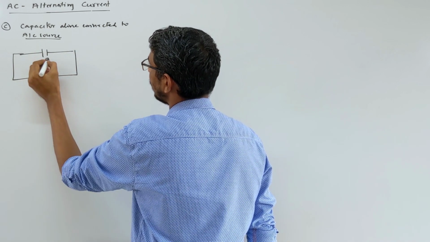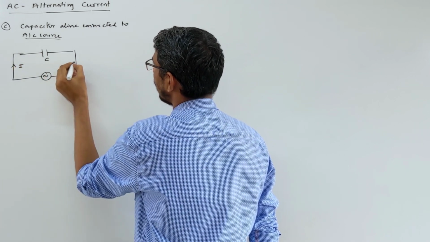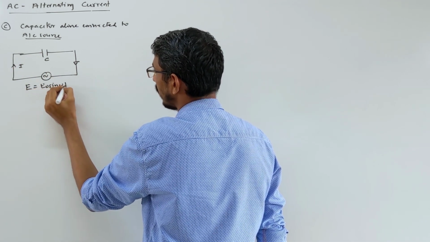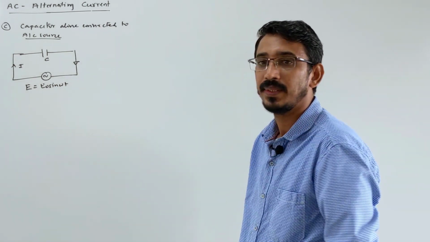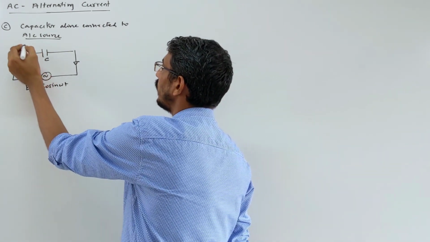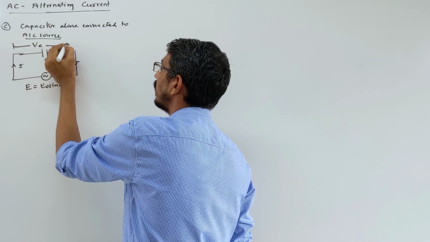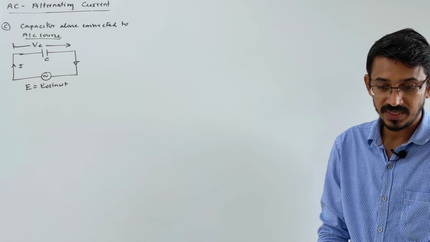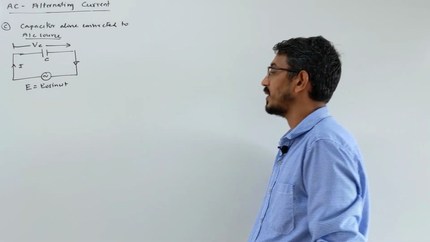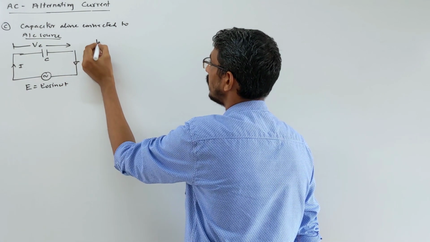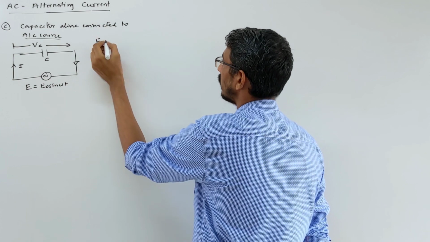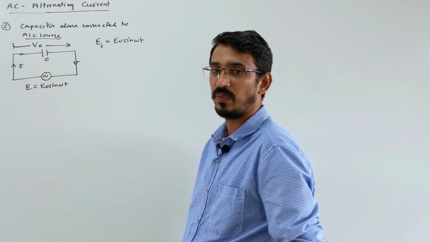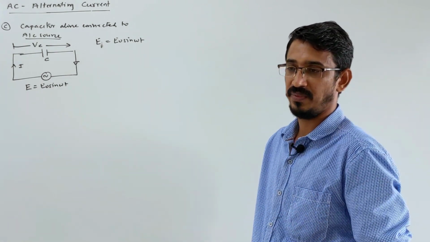This is your AC. See, some current is flowing here, say I. What is the AC equation? E naught sin omega t, correct? Some voltage will be here, that's called VC. You are again interested in knowing the current equation, and the voltage equation you already know. This is the voltage equation, E is equal to E naught sin omega t. Let's find the current equation so we will know the phase difference.